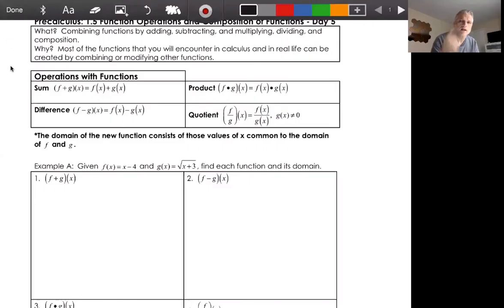Precalculus, Unit 1, Day 5, coming up. Okay, we're going to start off with some simple stuff, just some Algebra 2 review. We're going to add and subtract some functions, right?